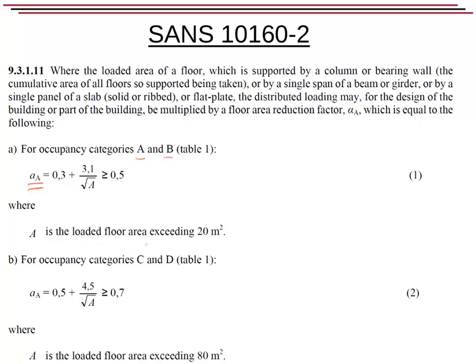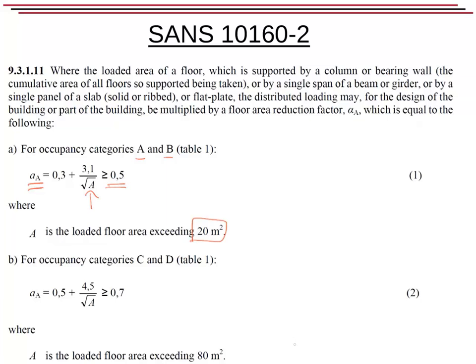So depending on your classification of your building, you have a reduction factor, where A is the loaded floor area exceeding 20 square meters. And so what you do is you plug that area in here. The area is the loaded floor exceeding 20 square meters. You plug that in, and what you will find is you get to a factor above 0.5. It's always greater than half, but it's less than the total load.